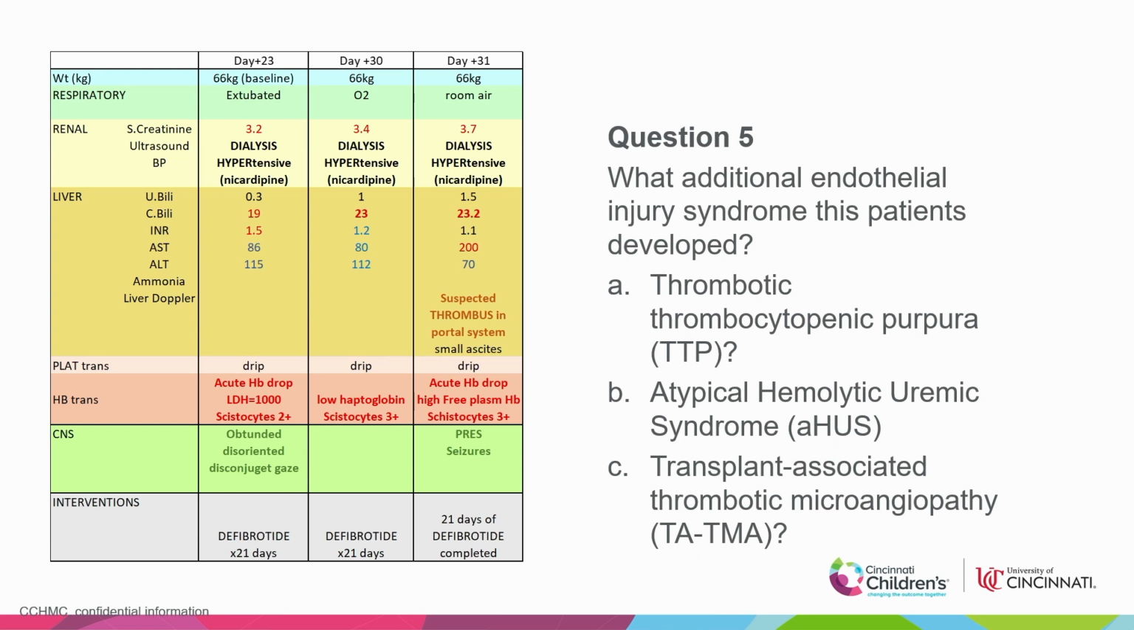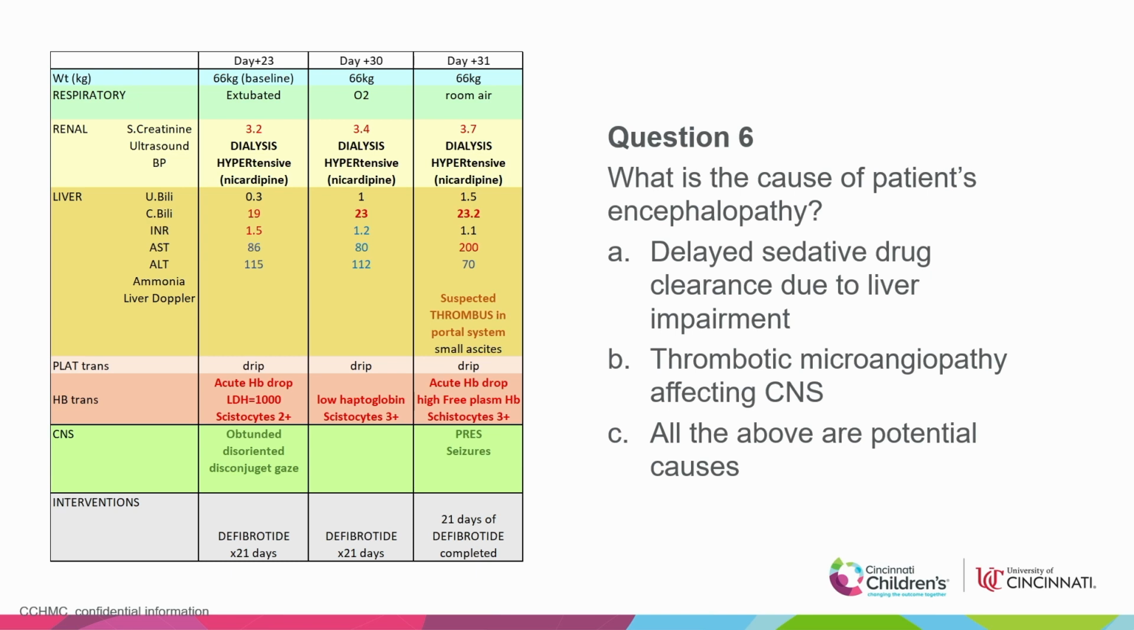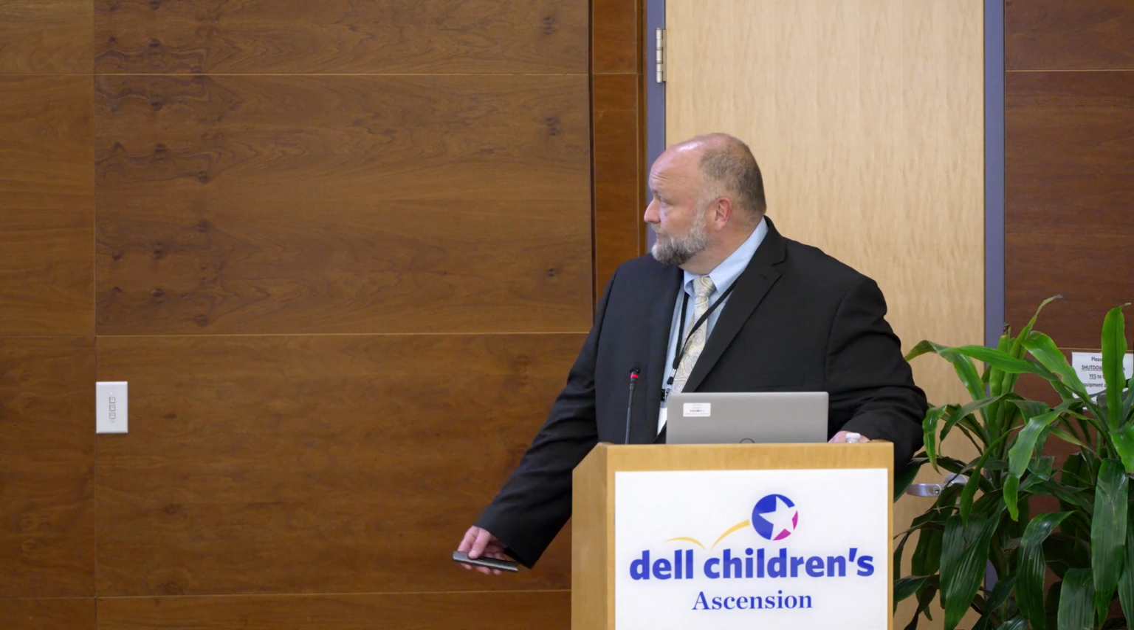We check ADAMTS13 on every patient we suspect of TMA. I have yet to see TTP, but we should rule it out. And the encephalopathy could be a cause of a number of things. One, you still haven't cleared your medicines or your drugs. You could have TMA that's affecting the CNS. You could have high ammonia. You could have a number of things, but TMA can affect the CNS as well.